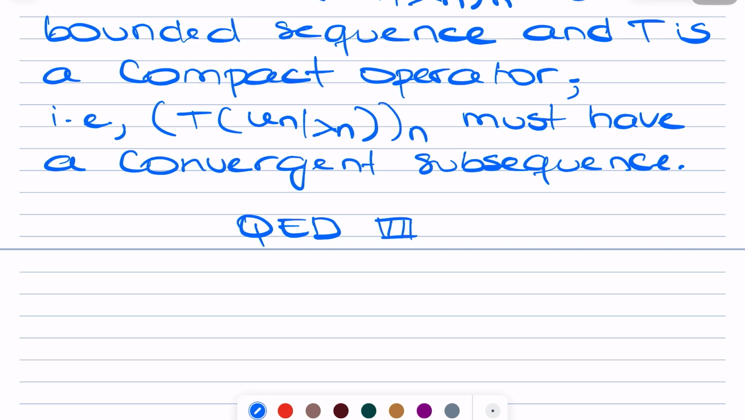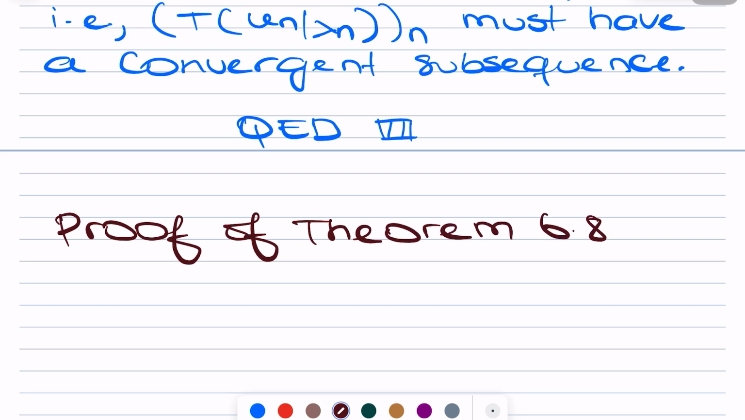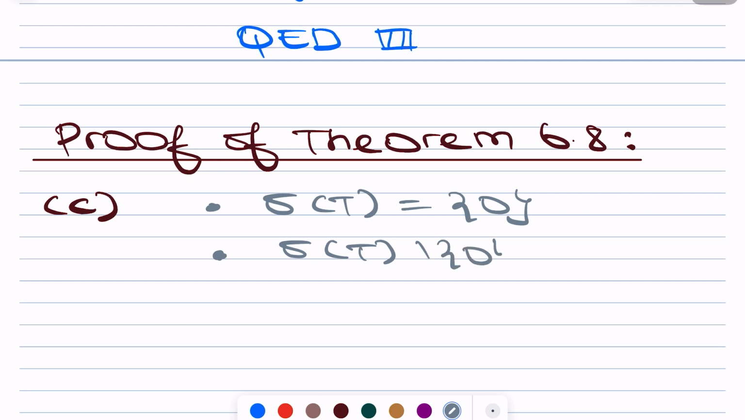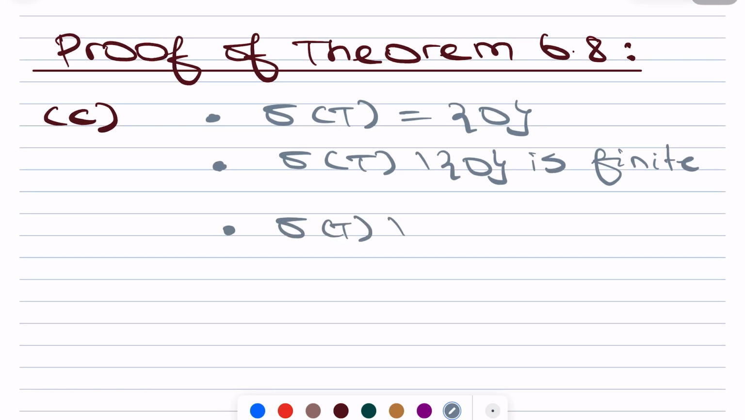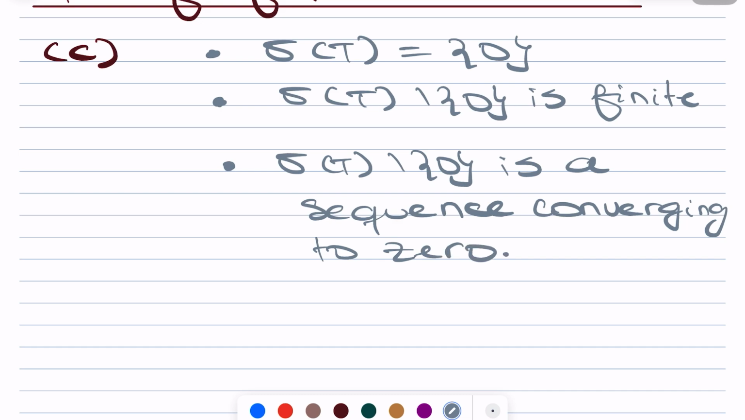So maybe now we can go back to the proof of theorem 6.8. That was an identity proof, I should admit that. So, proof of theorem 6.8, this is the continuation. We wanted to prove C. C was saying that either the spectrum of T is the singleton zero, or the spectrum of T minus zero is a finite set, or sigma T minus zero is a sequence converging to zero.